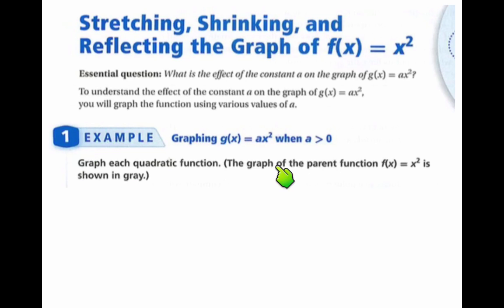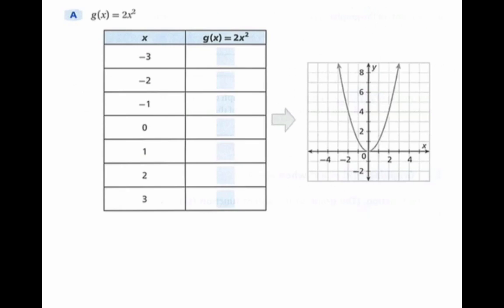So the first examples are to graph each quadratic function that you're given. Again, these are all given in vertex form at this point in time. The graph of the parent function, f of x equals x squared, is shown in gray for you. So this would be the time to go ahead and pause and do this page on your own as much as you can, and then come back.